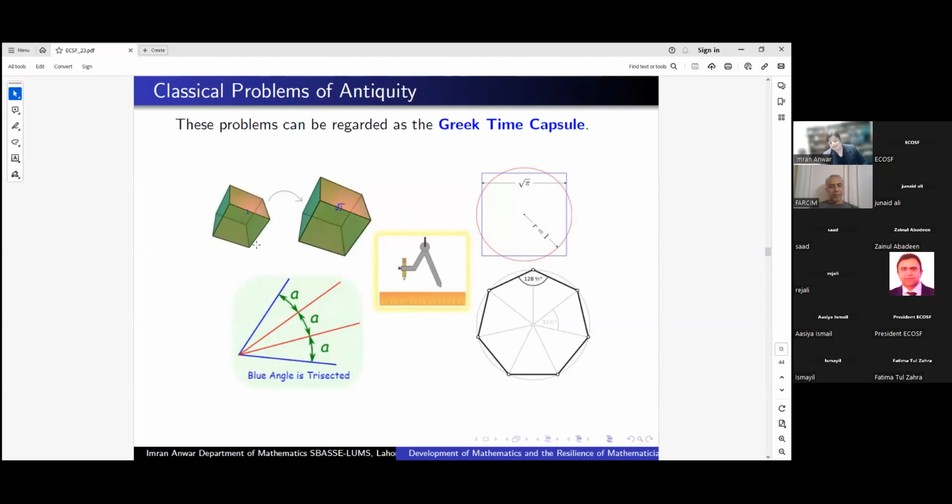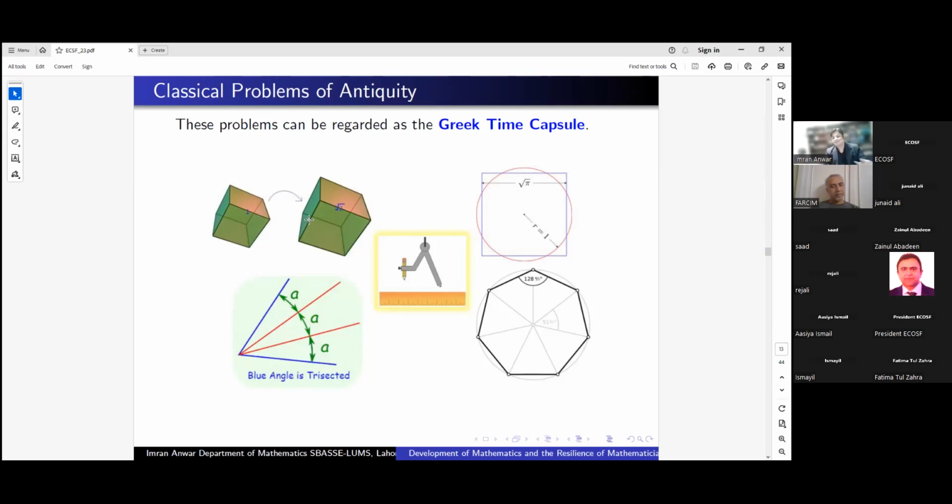Then the second problem is, can we construct a cube which has double the volume of a given cube? By the way, even the reverse is quite difficult. If you are given a cube, can you slice it to get two cubes? This is not an easy problem. And the third problem, you can teach it to any school kid: can we trisect a given angle by using compass and ruler?